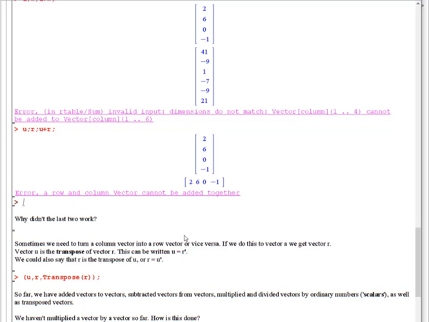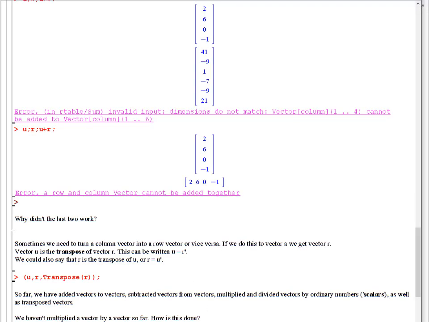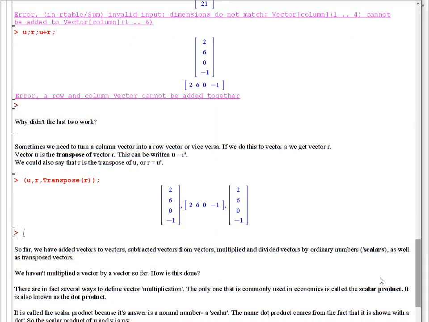Sometimes it's written like this, or some textbooks actually put a little t for transpose. So watch that. It means the same thing. So this is u, this is r, and this is r dash, the transpose of r. And you can see it's the same thing.